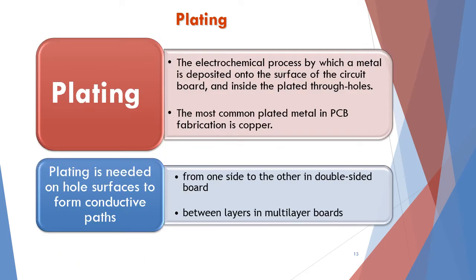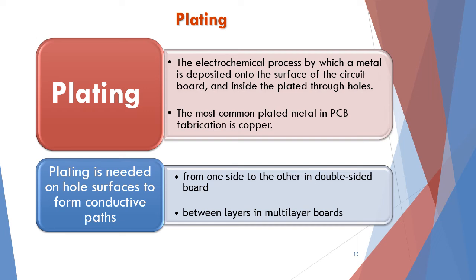Once the circuit is complete, what we have to do is plating. So what is plating? Plating is the electrochemical process by which a metal is deposited onto the surface of the circuit board, and also inside the plated through holes. The most common plated metals in PCB are copper and also tin.